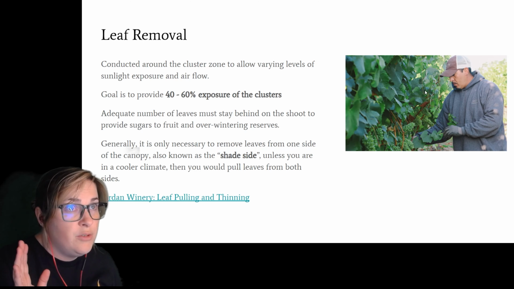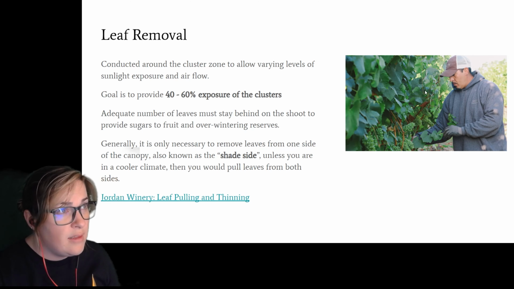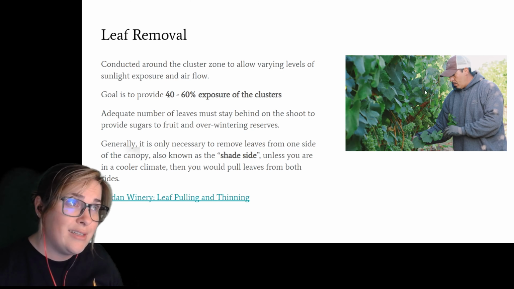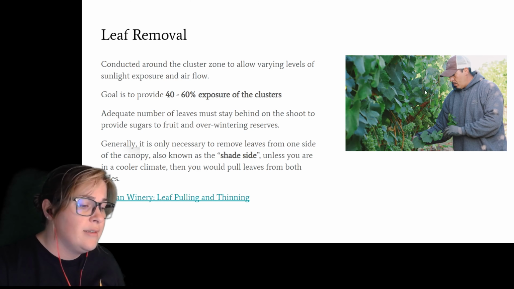Also, you guys did a really good job of answering this on the quiz, but knowing the difference between the sun side and the shade side of the vine and which side we remove the leaves from, make sure you understand that as well.